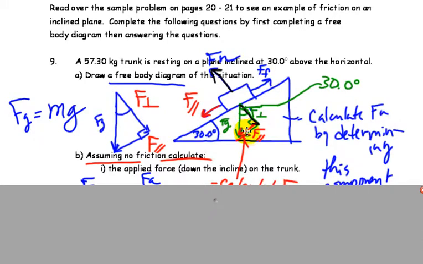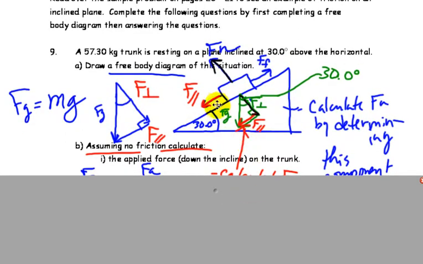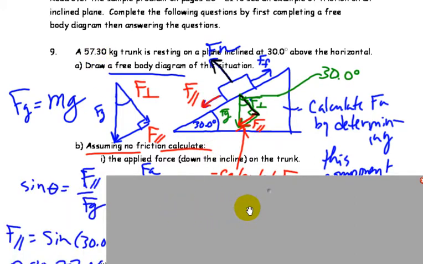So if there is no friction, the force down the plane is all the force that we have. We don't have force of friction going in opposition. So to figure out the applied force down the plane due to that component of gravity, all I would need to do is figure out this. And so that's the opposite side of the triangle. If I could figure out the hypotenuse of the triangle, then I'd be able to use the sine law to figure that out. So the first thing to figure out is Fg.